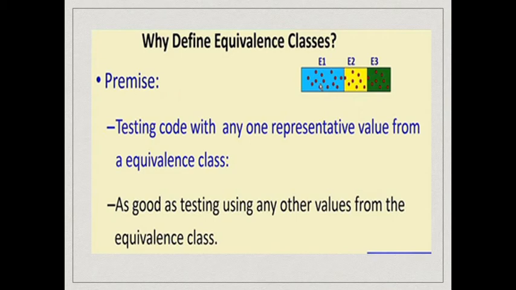Each equivalence class typically may contain thousands or millions of data points. We are assuming that executing using one of these points, since the behavior is similar, is the same as executing all of them, and therefore equivalence class testing drastically reduces the number of test cases.